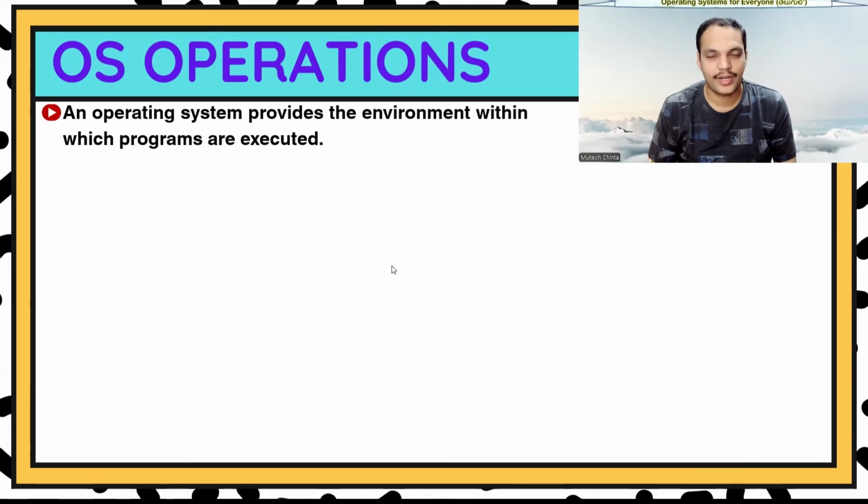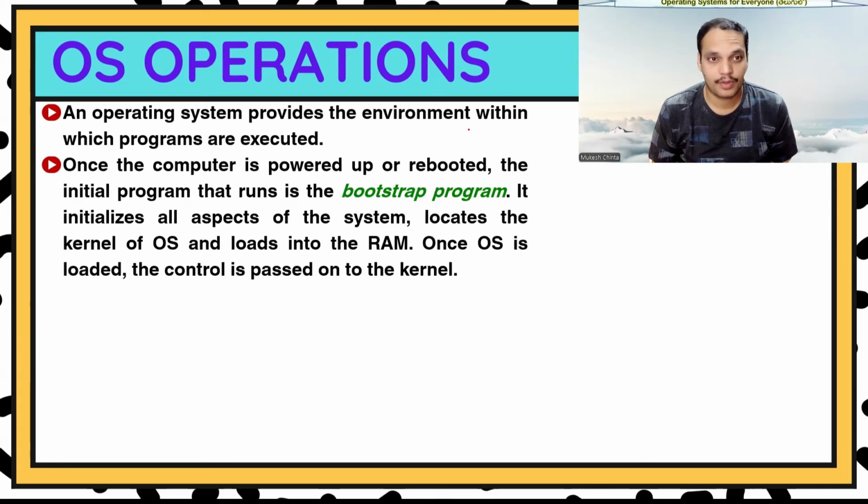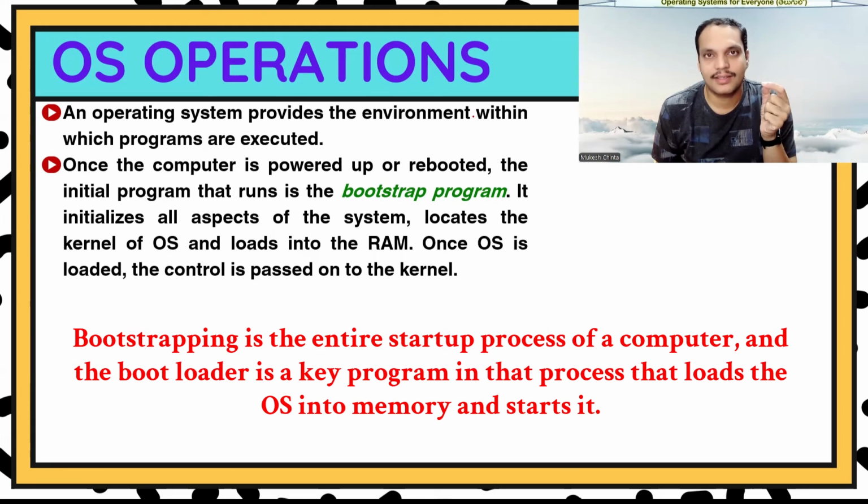The operating system provides the environment within which programs are executed, isn't it? We also studied this during the services offered by the operating system. Now, once the computer is powered up or rebooted, the initial program that runs is called the Bootstrap program. It initializes all aspects of the system, locates the kernel of the OS, and loads it into the RAM. Once the OS is loaded, the control is passed on to the kernel.